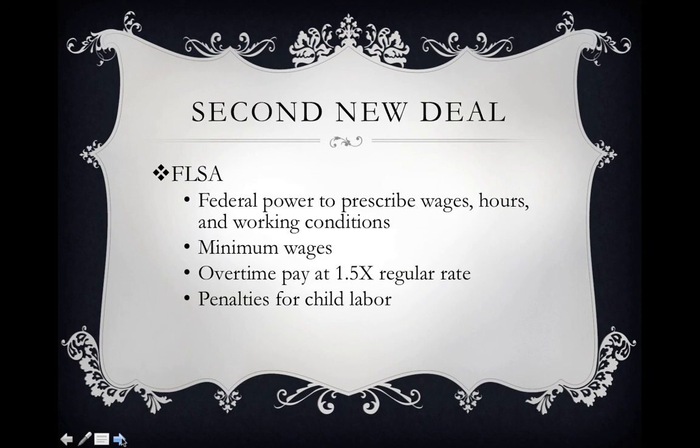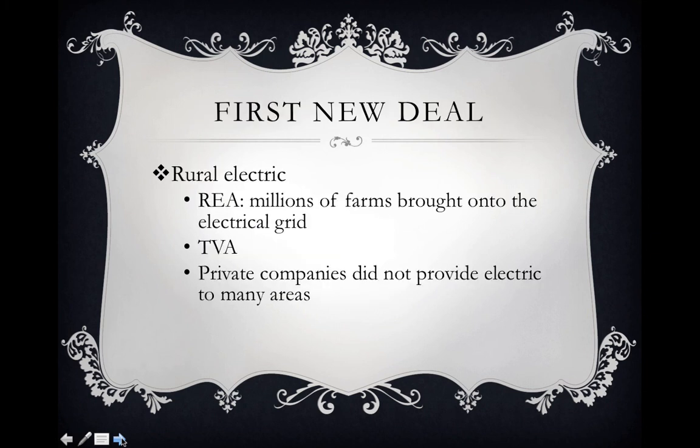We talk here about the Fair Labor Standards Act. So this gave the federal government the ability to regulate wages, hours, and working conditions. So I want you to realize the importance of the Fair Labor Standards Act to labor, particularly the regulatory power it gave to the federal government in setting wages, hours, and working conditions. It set minimum wages. It mandated that overtime be paid at 1.5 times the regular rate. And it also had penalties for the use of child labor.